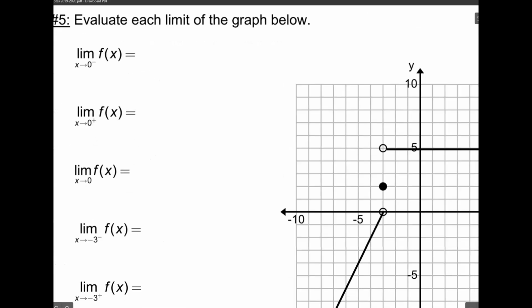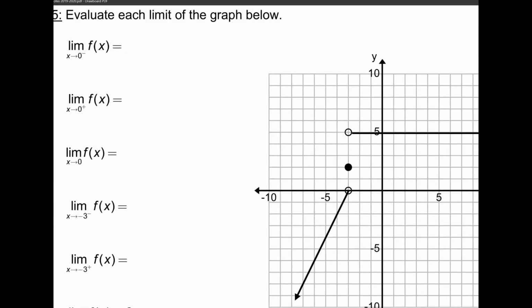I'm just going to call some random people. How about we go with Noah, let's do A. Which side am I coming from, left or right? Left side. How can you tell? Comes from the negative. So if I come from the left side towards 0, I'm approaching 5. Ariel, what about from the right side? As I approach 0 from the right side, from the positive side, I'm also approaching 5.